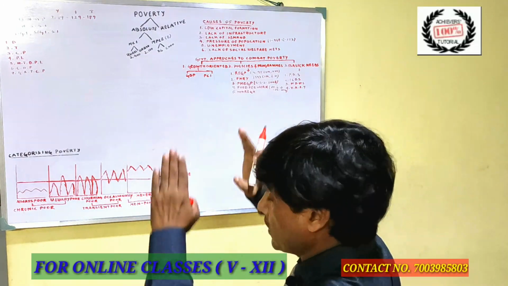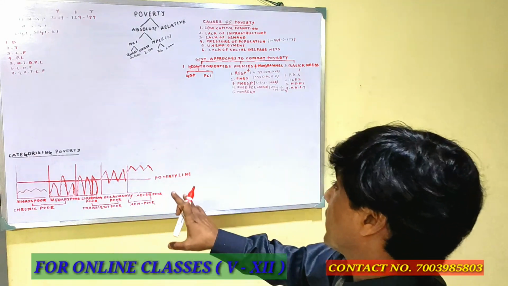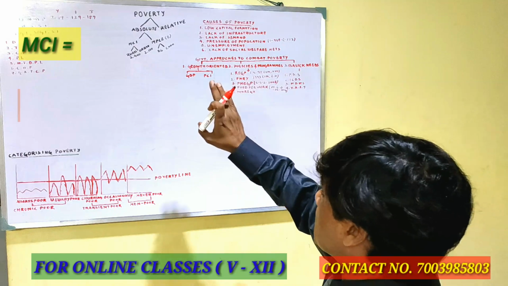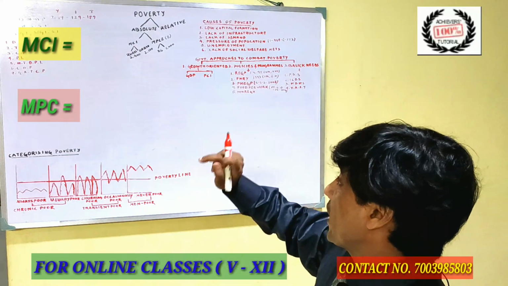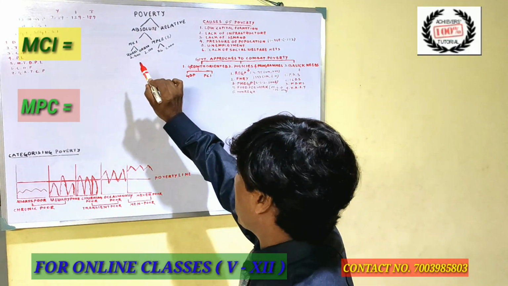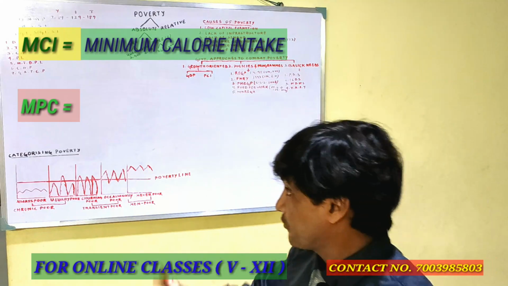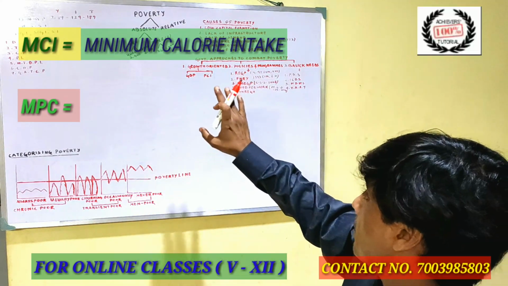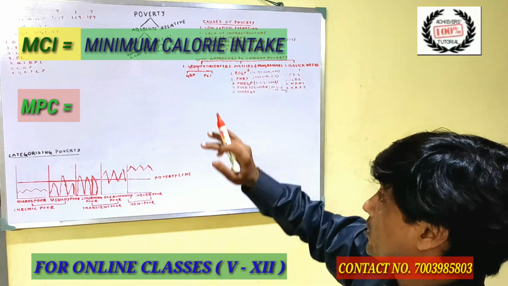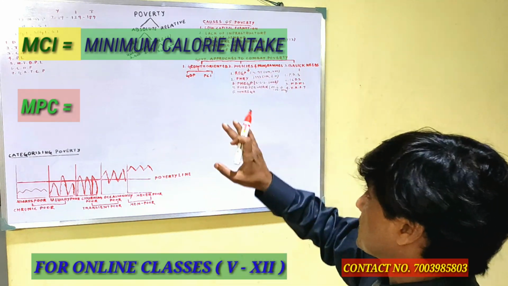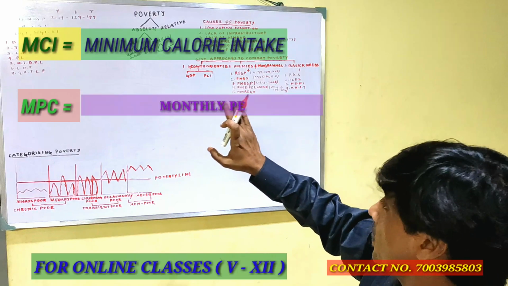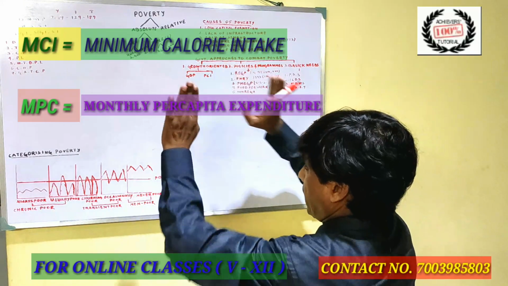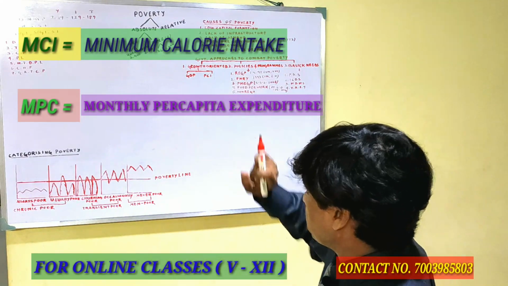The present government follows these two ways: one is MCI, one is MPC. What does it mean? One is the minimum calorie intake, MCI, and another is MPC, which is on the basis of rupees. MPC means monthly per capita expenditure. You learn these two systems properly; it will come in your examination.